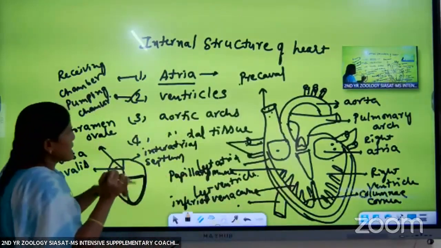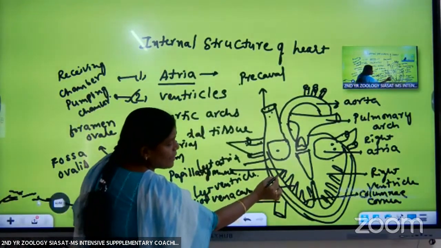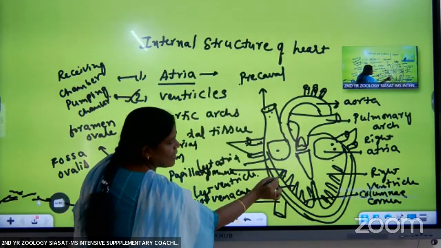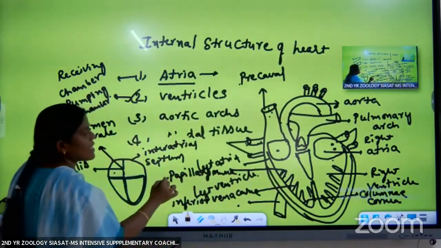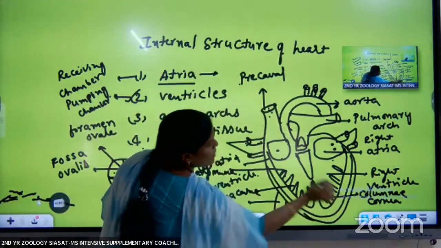The ventricles are muscular. They are made up of muscles. Muscle ridges are present. Some ridges are smaller and some ridges are larger. Larger ridges we call the papillary muscles. Smaller ridges are called the columnae carneae.